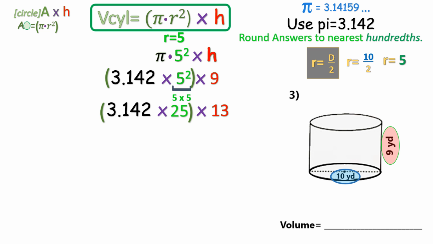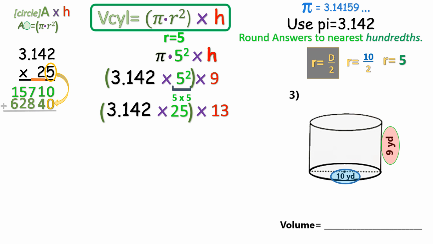I focus once again on my parentheses now. I'm going to solve for the area of my circle. Multiplying by 5, 5 times 2 is 10, put down my 0, carry my addition of 1. 5 times 4 is 20 plus 1 is 21. Put down my 1, carry my addition of 2. 5 times 1 is 5 plus 2 is 7. And then 5 times 3 is 15. My second number tells me to bring down a 0, and then I multiply by my 2. And 2 times 2 is 4. 2 times 4 is 8. 2 times 1 is 2. And then 2 times 3 is 6.